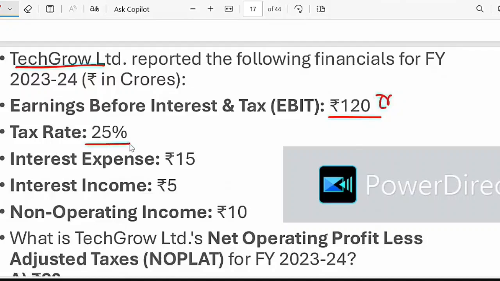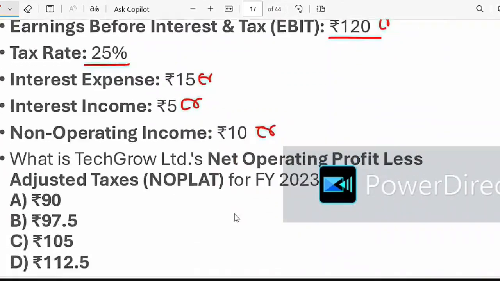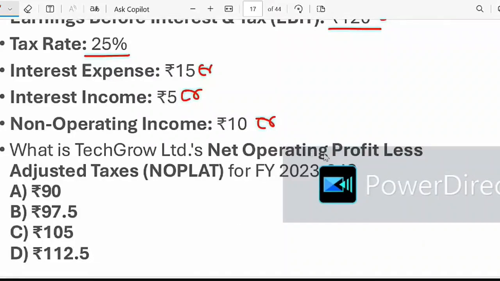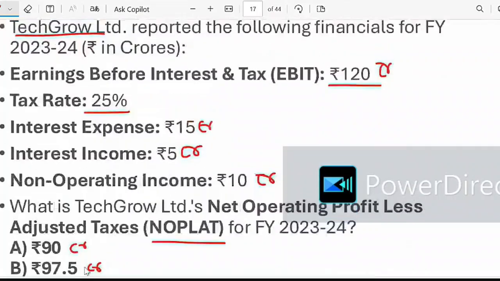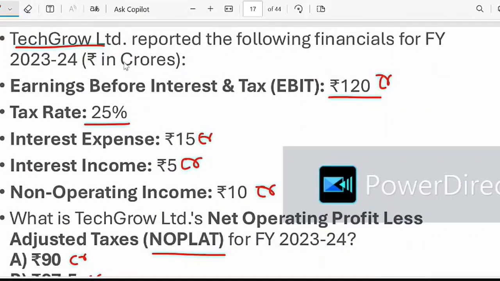Tax rate is 25%. Interest expense is 15 crore. Interest income is 5 crore. Net operating income is 10 crore. So these are the data. Now the question they have asked is: what is the Take Grow NOPLAT? NOPLAT is net operating profit less adjusted tax. The options are 90 crore, 97.5 crore, 105 crore, or 112.5 crore. Every figure is in crore because it is written rupees in crore.